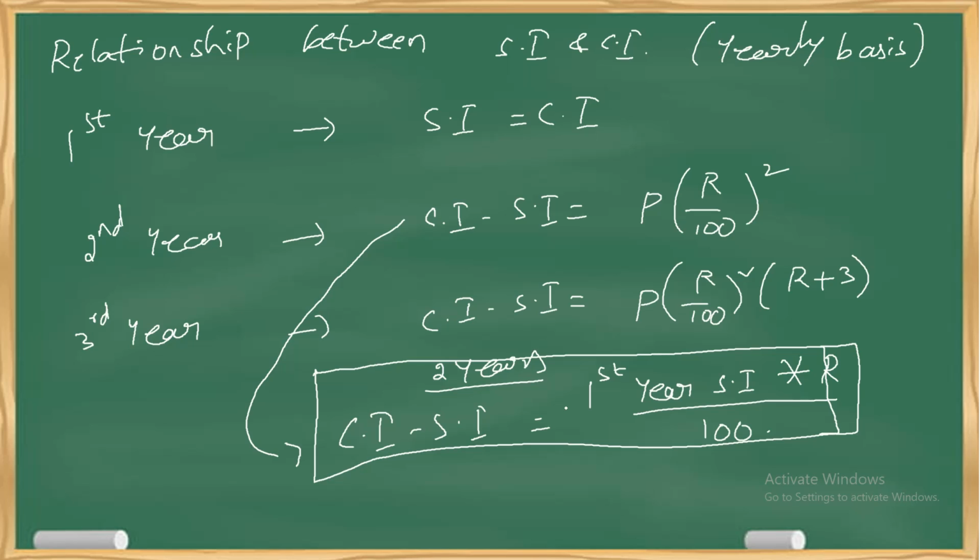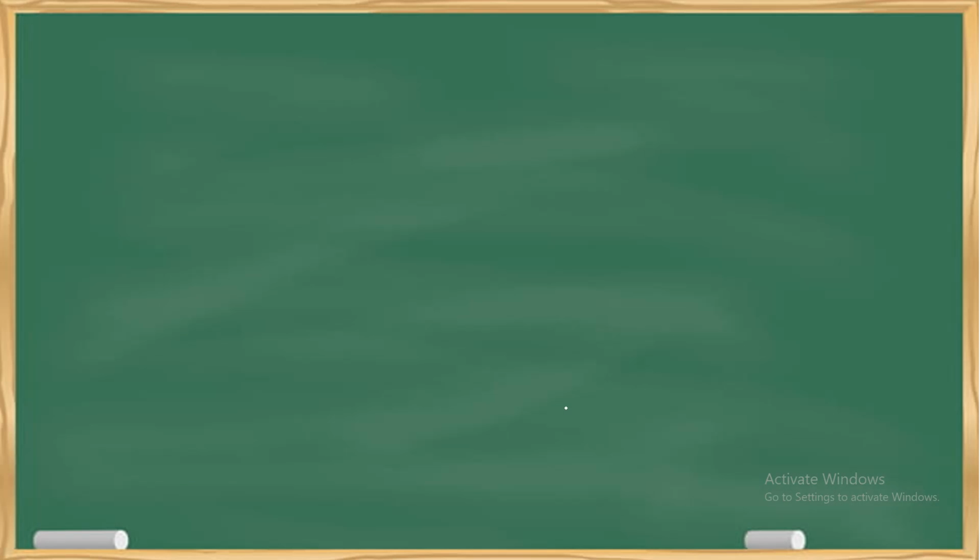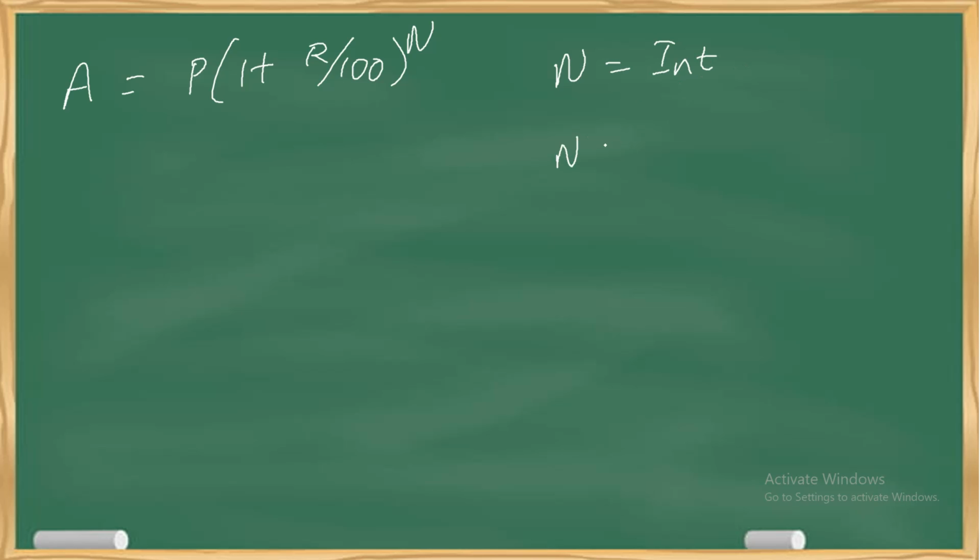Now there is another problem here. What is that? As I said, amount is equal to P into (1 plus R by 100) whole power n. So if n is an integer, there is no problem. If n is a fraction, how to do this? That is an important question here. Clear?